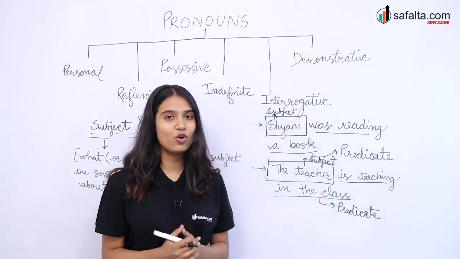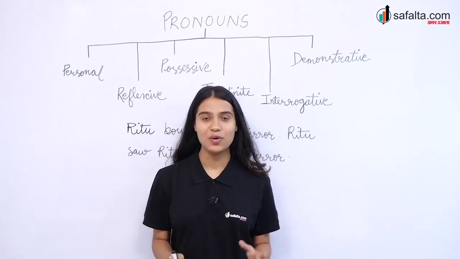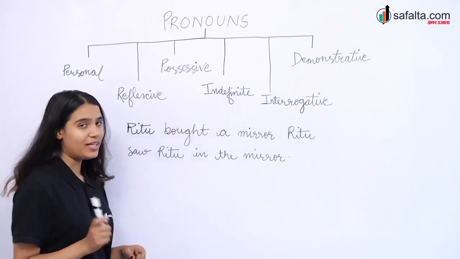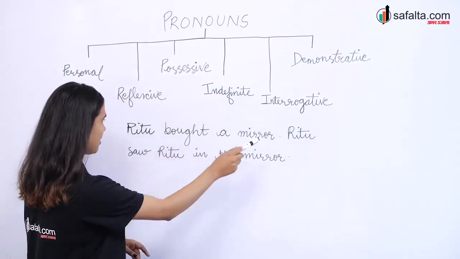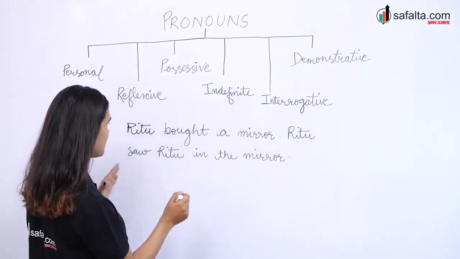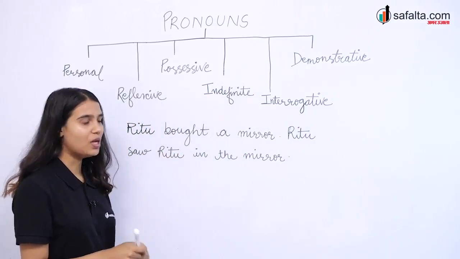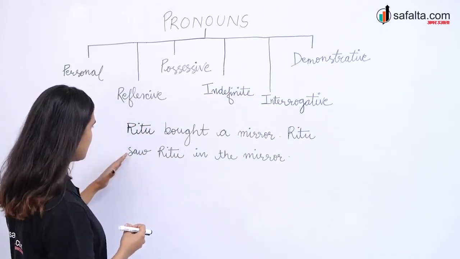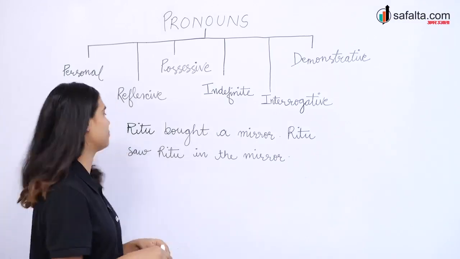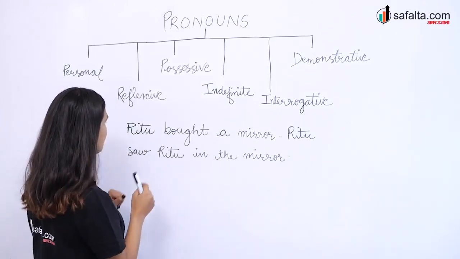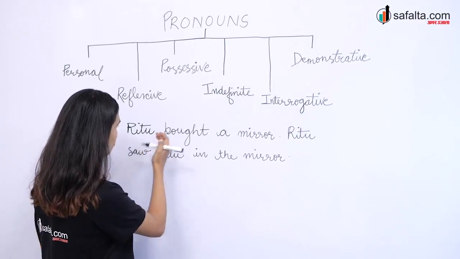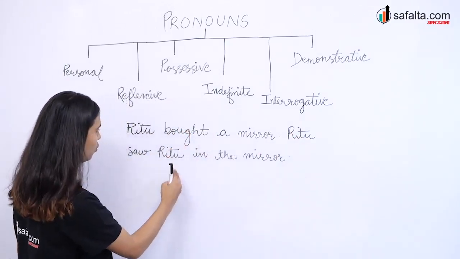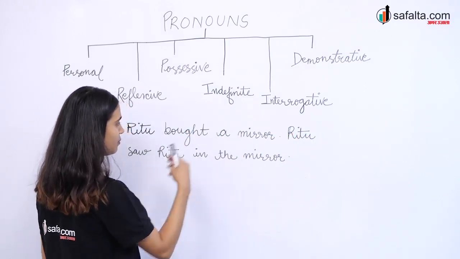It's very easy and I hope you've understood this well. Now, let's understand pronouns. Before that, I want you to read these two sentences that I've written on the board. The first sentence is, Ritu bought a mirror. Ritu saw Ritu in the mirror.